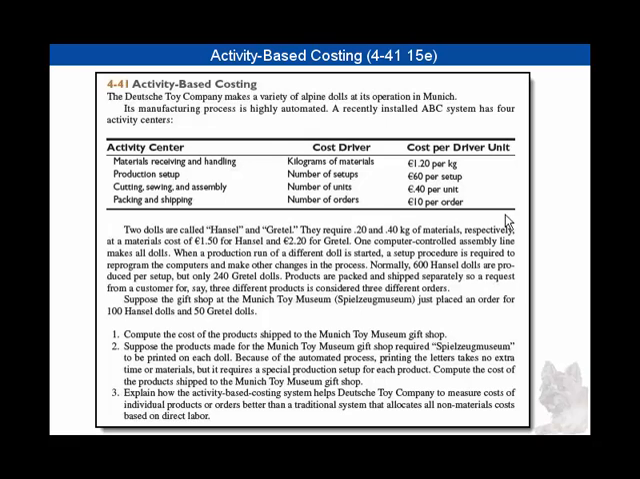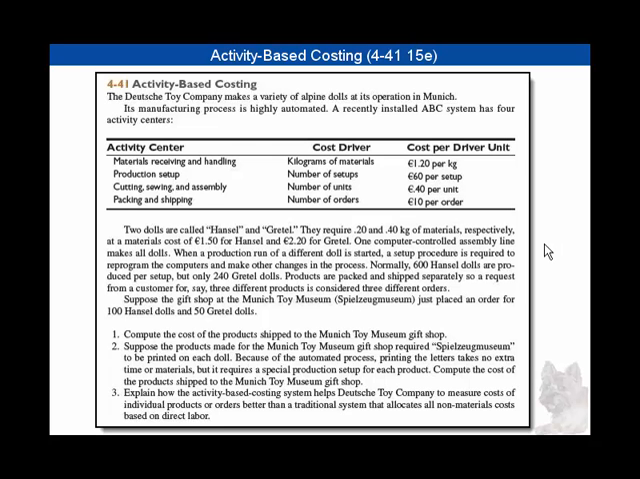Now let me keep reading here. The 2 dolls are called Hansel and Gretel. They require 0.2 and 0.4 kilograms of material respectively at a material cost of 1.5 euros for Hansel and 2.20 euros for Gretel. One computer-controlled assembly line makes all dolls. When a production run of a different doll is started, a setup procedure is required to reprogram the computers and make other changes in the process.